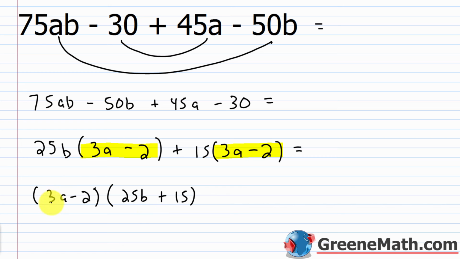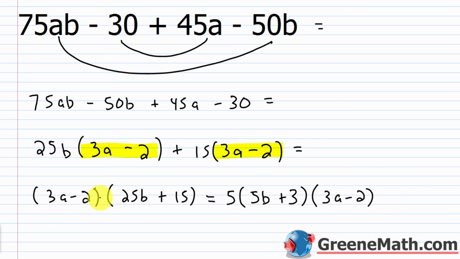So is there anything else that I could pull out from 3a minus 2? No, there isn't. Is there anything else I could pull out from 25b plus 15? Yes, there is. 25 is divisible by 5, and so is 15. So I would actually have to pull a 5 out from this, and I'm just going to switch the order to make this convenient. I'd have 5 times 25 divided by 5 would be 5, then times b, plus 15 divided by 5 is 3, then times this other 3a minus 2.